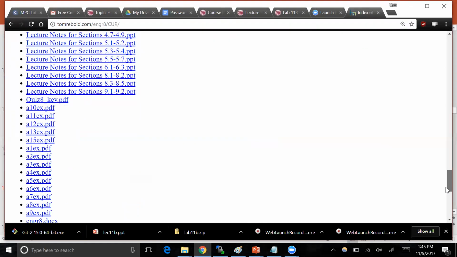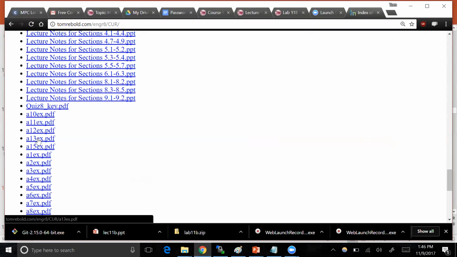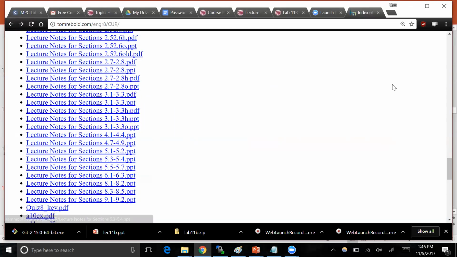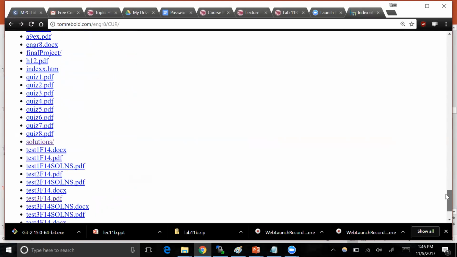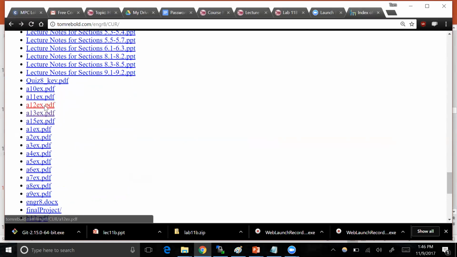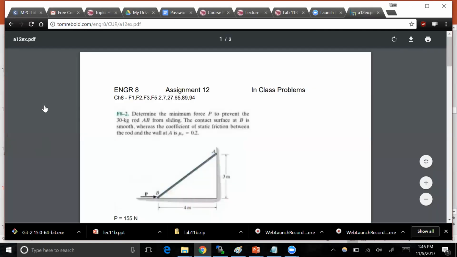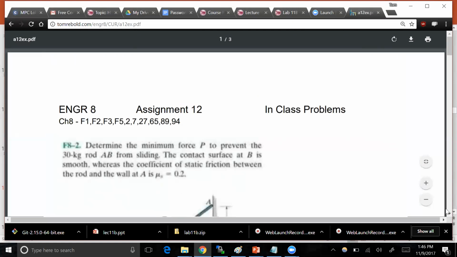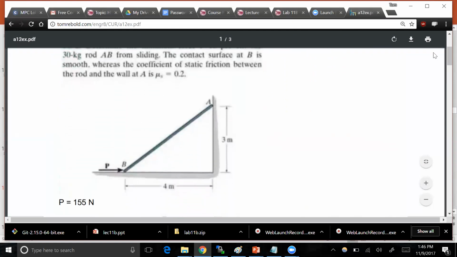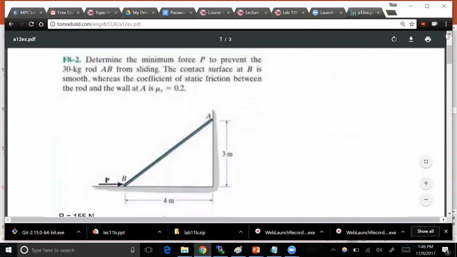This is assignment 13, I think, right? Is it 12? It's 12. Oh, yeah. Okay, this one's easy to sketch out. You can just draw this in your notes somewhere. The minimum force to prevent the 30 kilogram rod from sliding. The contact surface at B is smooth. That means there's no friction at B, which makes it a little simpler. And the coefficient of static friction between the rod and the wall is 0.2.